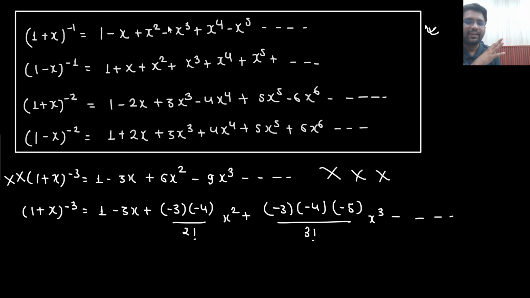So here there is no technique. Technique is there only for these 4 expressions. If you need to find 1 plus x to the power minus 3, then apply the formula. So what are you getting? 1 minus 3x. Then this will become 12.